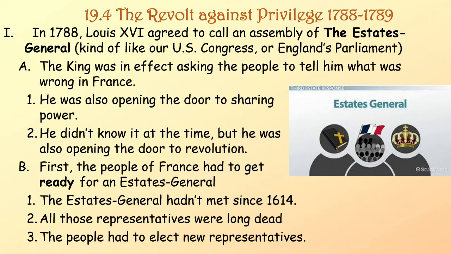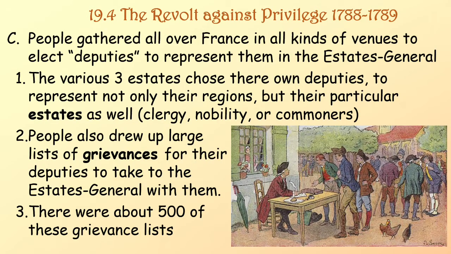First, the people of France had to get ready for an Estates General. The Estates General hadn't met since 1614. That's 175 years, and all those representatives were long dead. So the people had to elect new representatives to send to the Estates General. People gathered all over France in all kinds of venues to elect deputies to represent them in the Estates General. So representatives are called deputies.